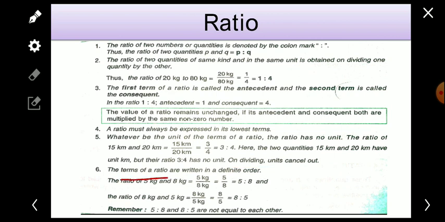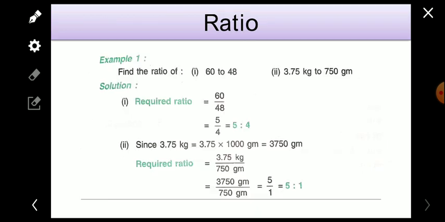Now the terms of a ratio are written in a definite order. Like the ratio of 5 kg and 8 kg is 5 kg by 8 kg, which is 5 by 8, it means 5 is to 8. But the ratio of 8 kg and 5 kg is 8:5. So we must be careful about the order of the quantities. 5:8 and 8:5 are not the same, they are not equal, so we have to be careful about this.